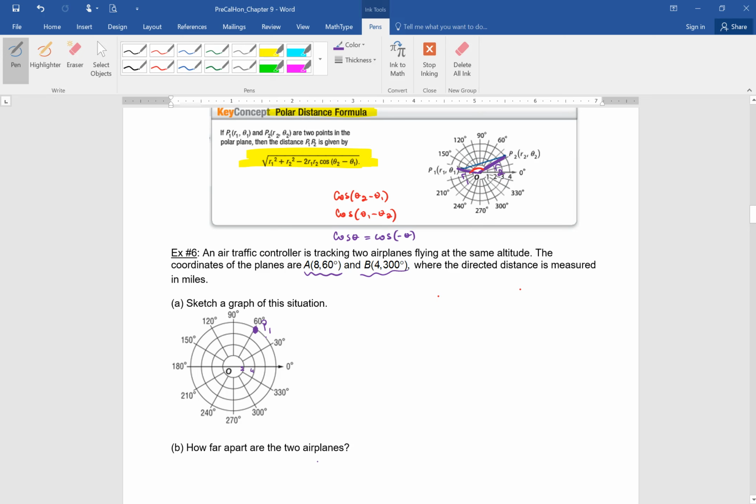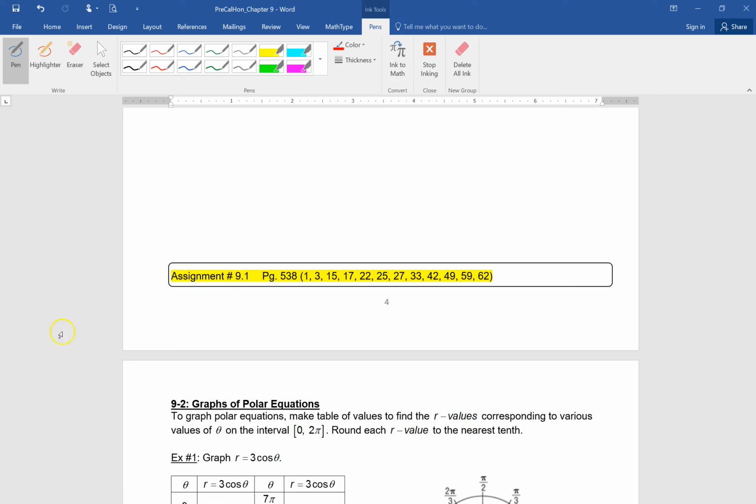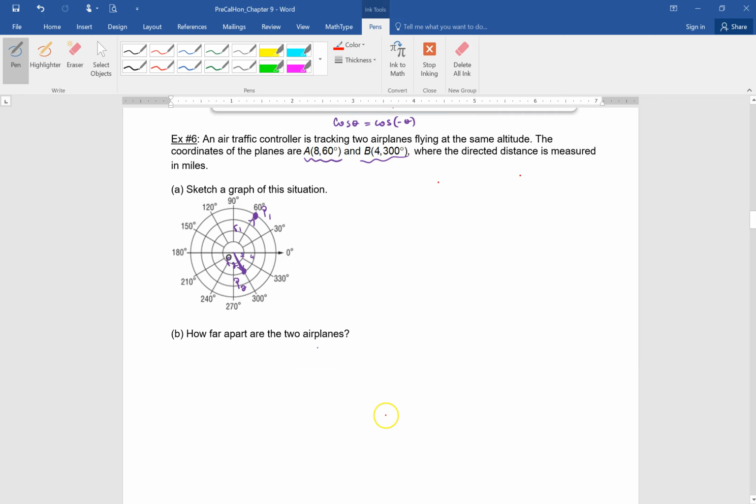Now where is plane 2? It's a distance of 4, but at 300 degrees. So right there. P2. So here we've got R1 and this is R2. How far apart are the two planes? When it says how far apart are the planes, the distance that I want is this one.